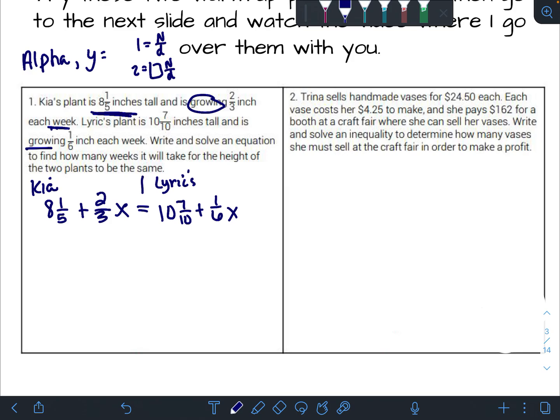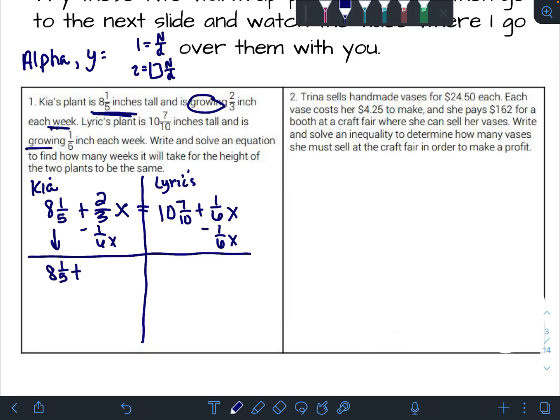So if we solve traditionally, remember we want to get all of our variables on one side combined together and all of our constants on the other side combined together. So I'm going to take away this 1/6x. This comes down, so I have 8 1/5 plus 2/3 x minus 1/6x. So basically I'm just doing 2/3 minus 1/6. That gives me a half x is equal to 10 7/10. These zero out, so they create a zero pair.